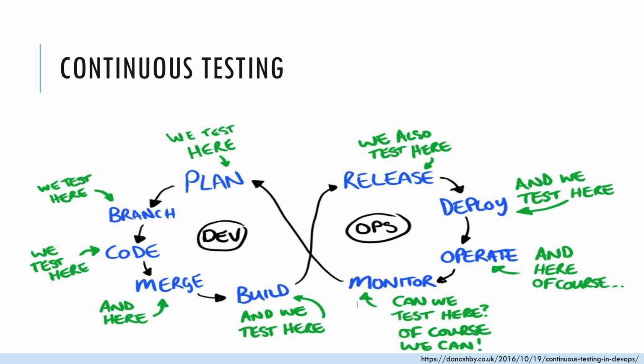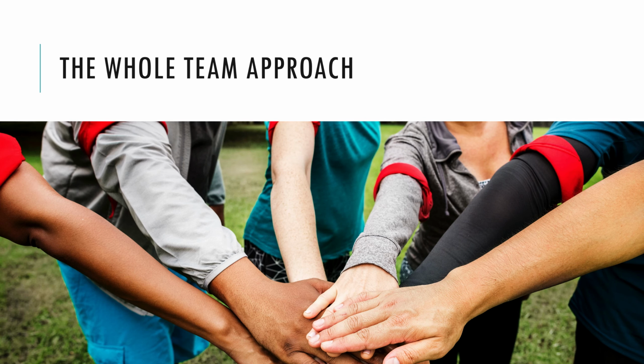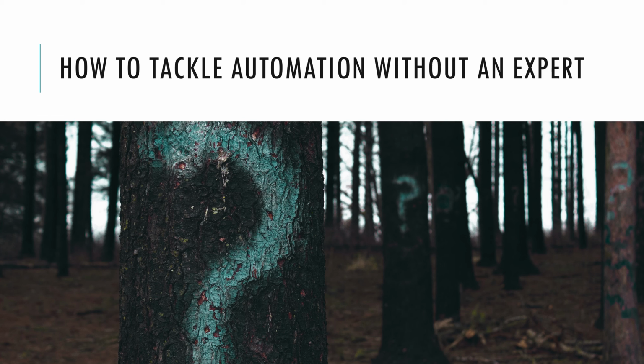We will start with looking at what continuous testing is all about and how we can benefit from it. You will learn about common problems teams are facing and how a whole team approach can help you mitigate them. What if there's no automation expert in the team? We will see how you can still tackle automation and get started learning more about it.